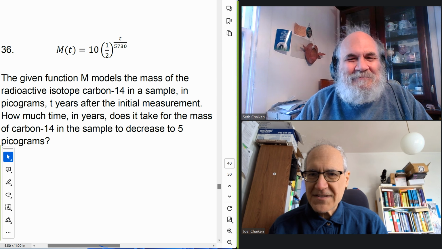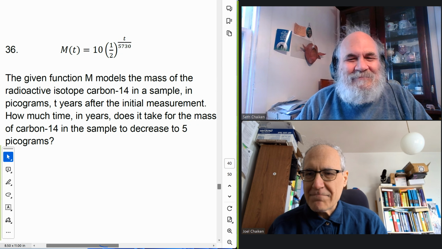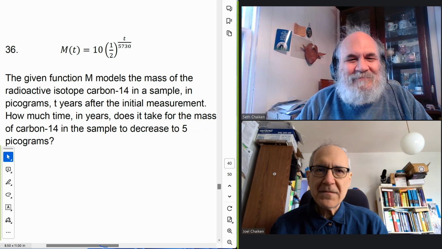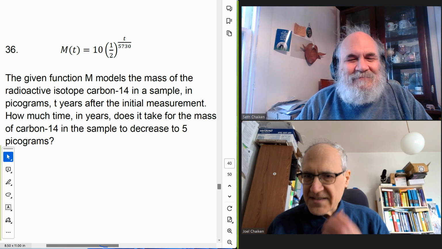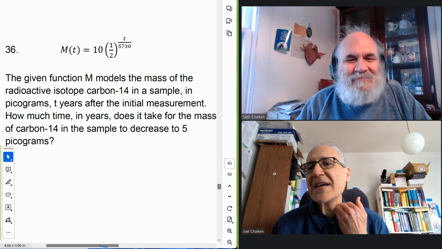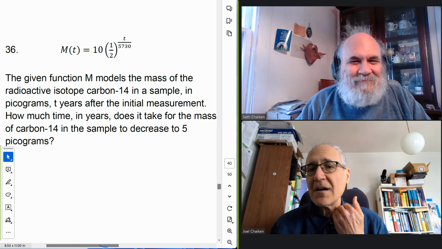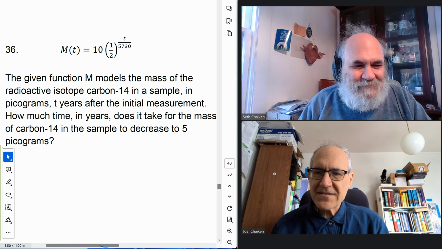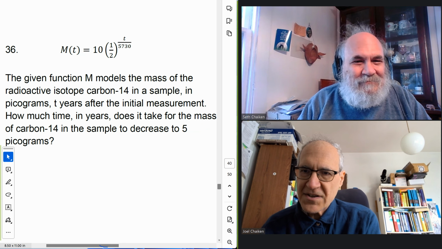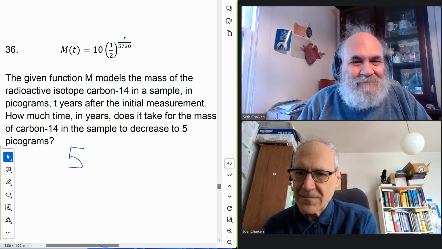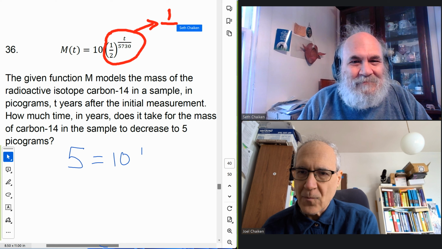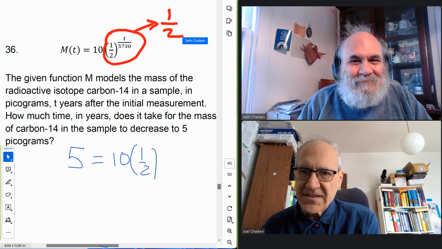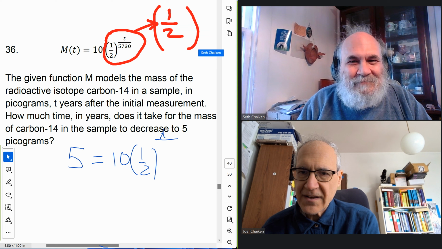How much time does it take for the mass of the carbon-14 in the sample to decrease to 5 picograms? How much time in years does it take for the mass of carbon-14 in the sample to decrease to 5 picograms? So in other words, we want 5 to be here, and we have 10 times 1/2 to the t divided by 5730. So it's an equation.